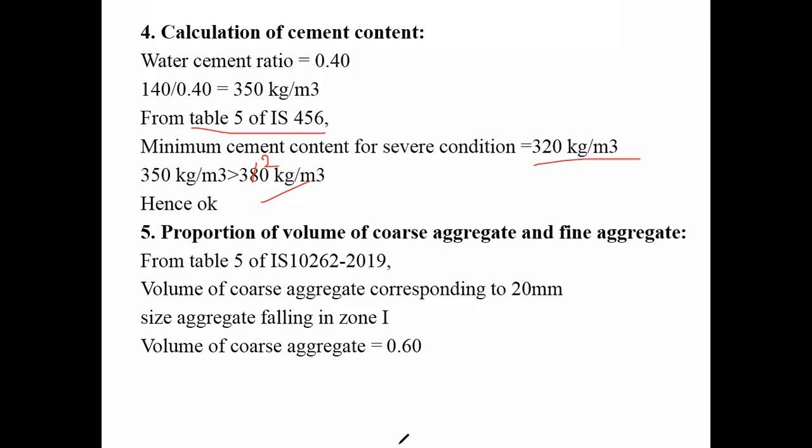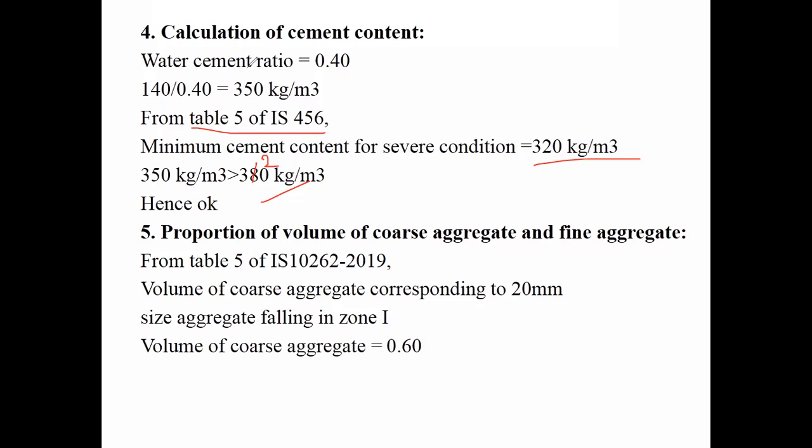Next, coming to the fifth step, you are going to find the proportion of volume of coarse aggregate and fine aggregate. So you found the value of the cement content and the water content successfully. Next we are going to find the coarse aggregate and the fine aggregate. For that, you have to check the zone in which the aggregate is falling. It is falling in zone 1. So we are all clear about that.